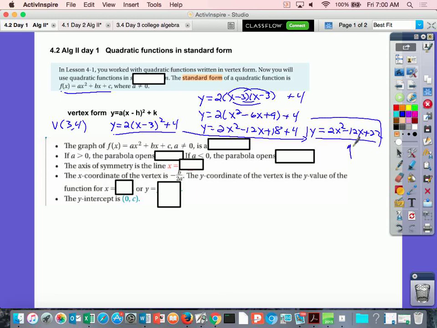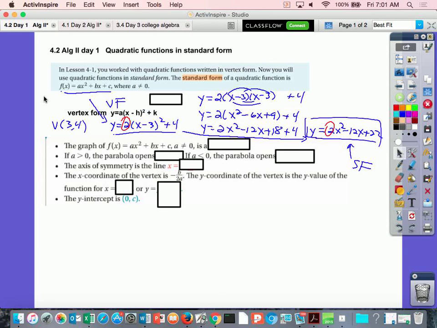So standard form, vertex form. They're the same function. Notice they have the same value of a, but you can't see the vertex, and here you can see the vertex. So your only job today is to graph a function when it's in standard form. Okay? Later on, we will change this into vertex form, but right now, all we're going to do is learn something about it and graph the function. Okay? So standard form.